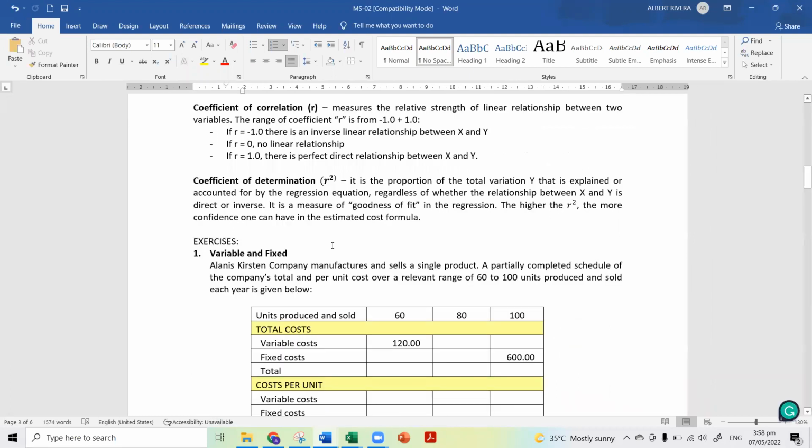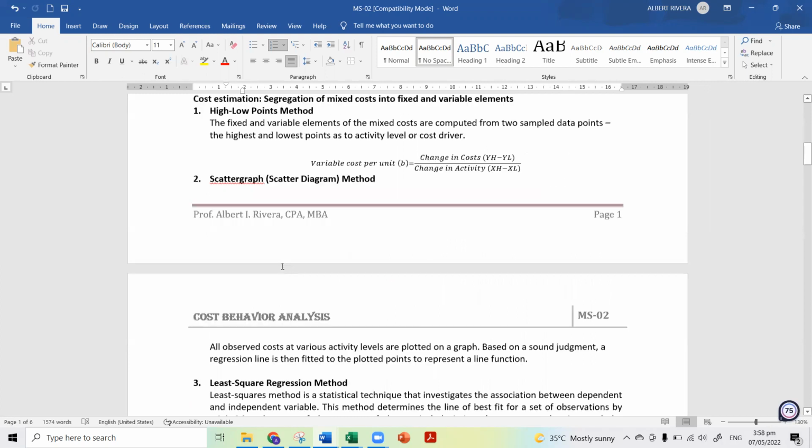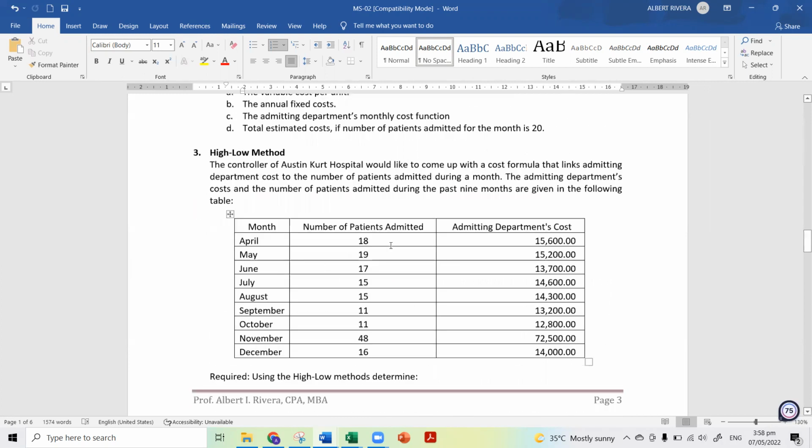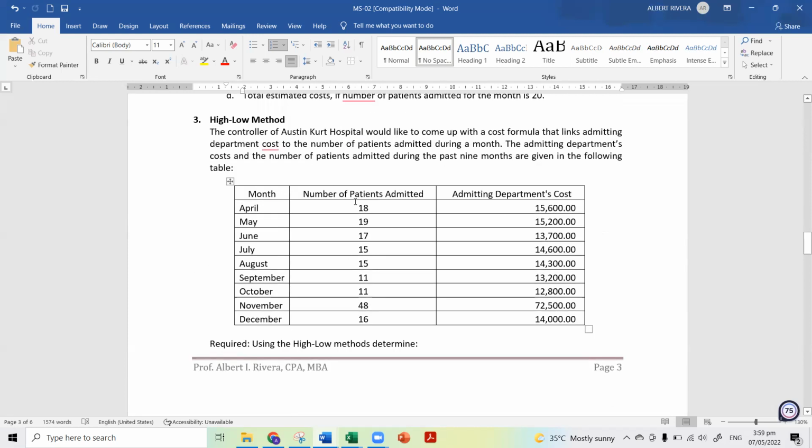Nag-usap tayo kanina ng tinatawag na cost behavior assumption, which means that the activity behavior, the cost behavior is true within a certain relevant range, time assumption, and linearity assumption. Ano ibig sabihin? Here, kung mapapansin mo, the level of patients from April to December is just around within this point. Kung gagawa ka ng scatter diagram, kung ipa-plot mo yan, di ba nagkukumpulan yan, nagsasama-sama yan dito, 18, 19, 17, 15, ganyan, 16.